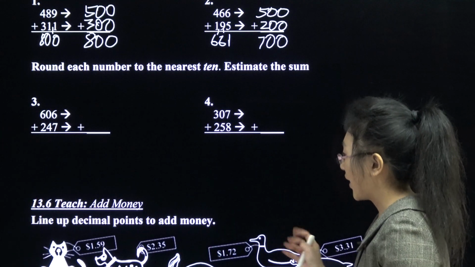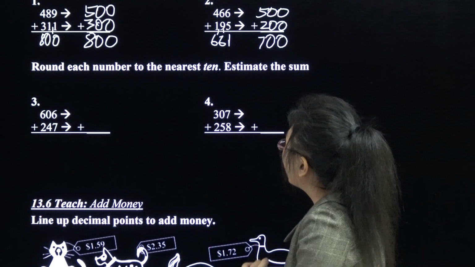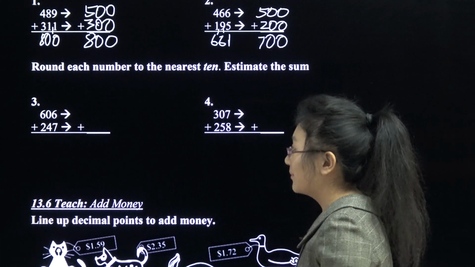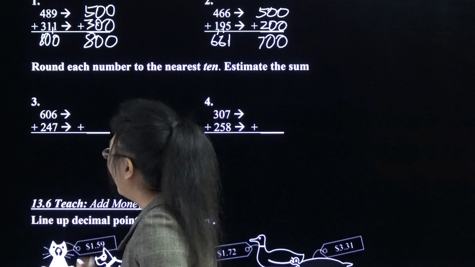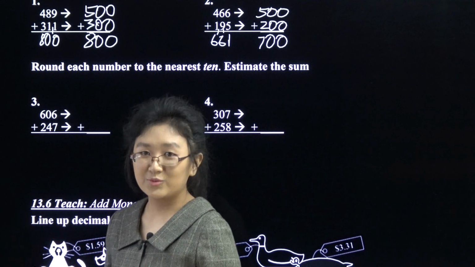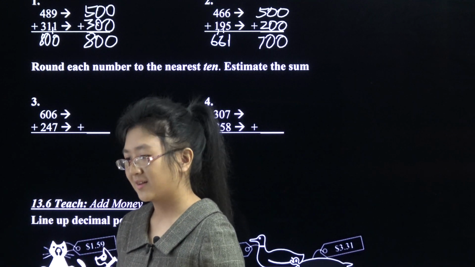Now let's do some practice. Round each number to the nearest 10. Estimate the sum. Oh, the nearest 10, okay. This is when it becomes a little less inaccurate.